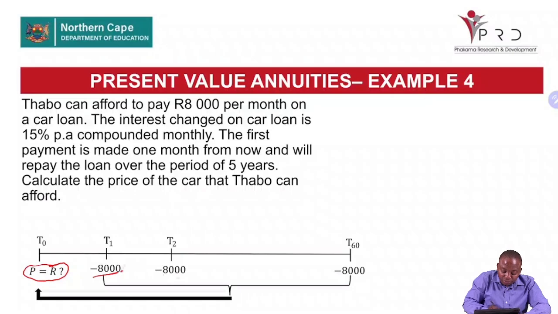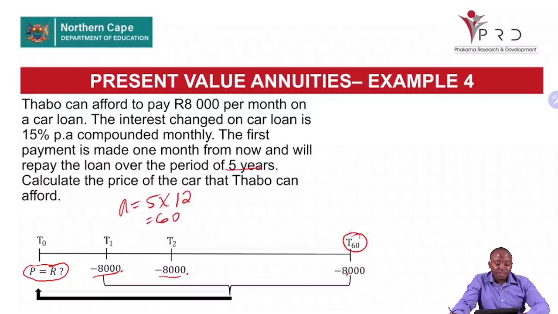So the repayments that we're having is 8,000 there. For how long? For 60 payments. We're making the 60 payments. So our N in this case, we can say it's 5 years, which is our period, times the compounding period, which is 12, which is 60. 5 times 12 gives us 60.